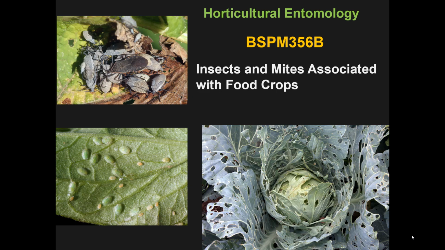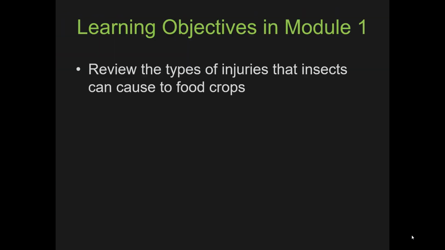Let's begin the second part of the Horticultural Entomology series. And in this section, in this class, the focus is going to be insects and some mites that are associated with food crops. So mostly fruits and vegetables. It could be herbs as well. And we'll organize this in 5 sections, modules, and there'll be a kind of theme in each one of these.